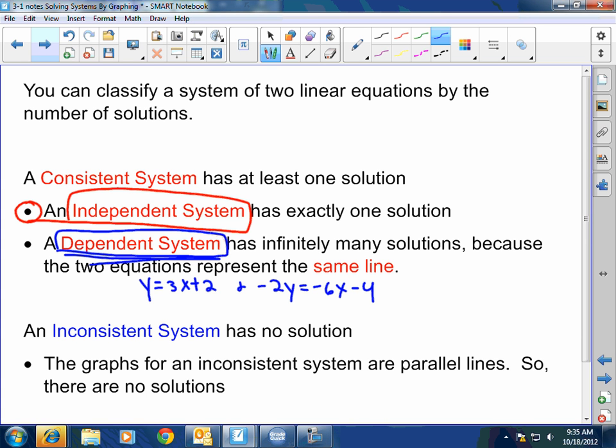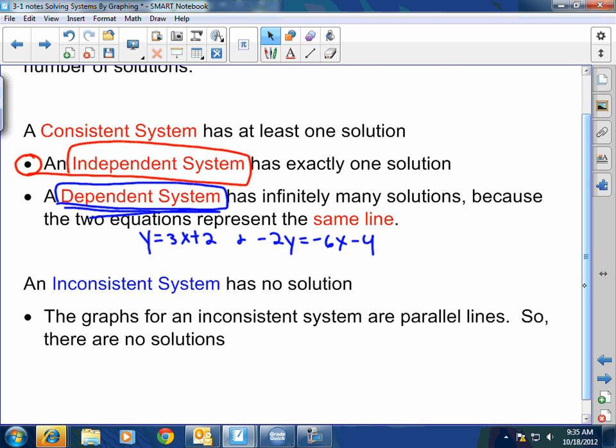So consistent, at least one solution. If there's only one, it's independent. If there's infinitely many, it's the same line. It is called dependent. An inconsistent system, guys, has no solution.